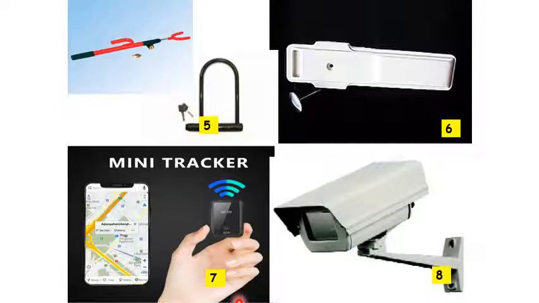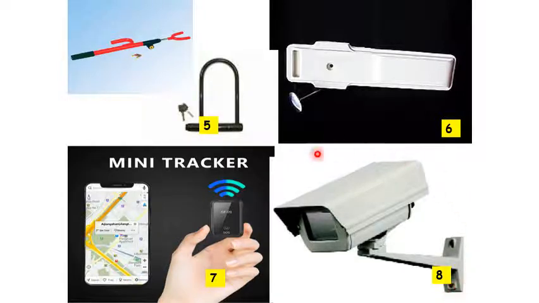Number 7 is a tracker device, which you can put onto your belongings or cars, or you can even track other phones as well. So if it does go missing, then you're able to track where it is and try and recover it and maybe catch the people who've taken it.